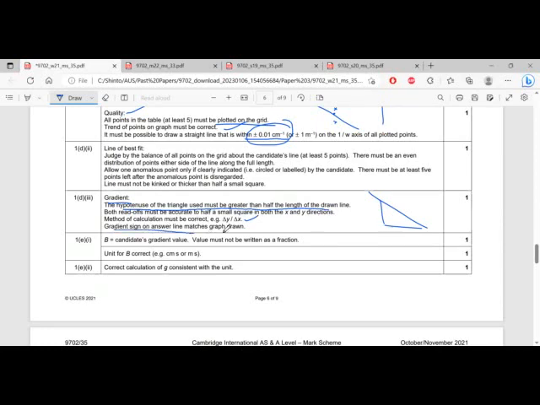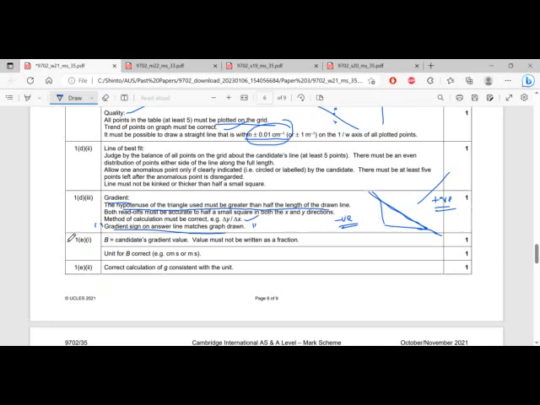Gradient sign on answer matches graph drawn. You can make silly mistakes here. When you see a line that goes down, you have to have an idea that your gradient is going to be negative. If you have an increasing graph, when you calculate the gradient, you should get positive. If you don't have this innate notion about the gradient of the graph, then you should develop it and check how your graph is aligned and whether your gradient matches whatever you have drawn.